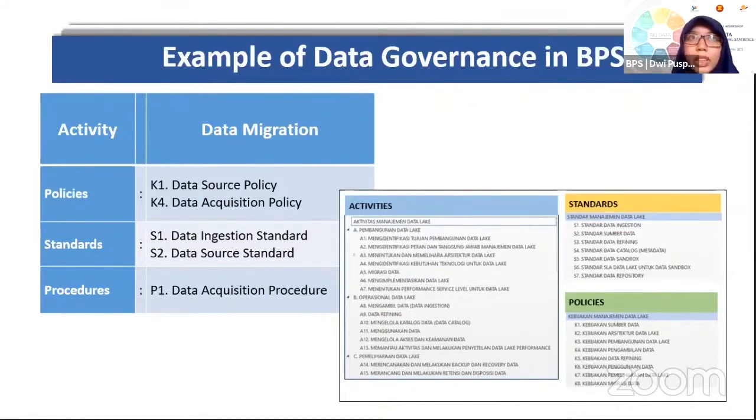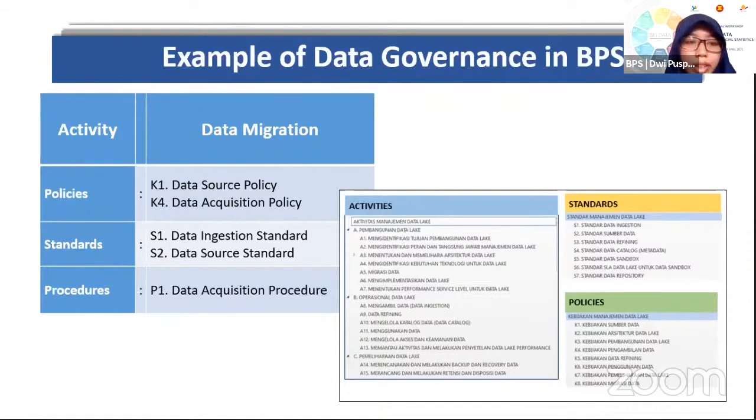The related policies for data migration activities are, for example, the data source policy and the data acquisition policy. The activities explain how the data migration process should be done, and the policies list out the points that we need to follow when we conduct this activity. For example, a data source policy might have a point that says the data sources that can be migrated to the single source repository are so and so. And a data acquisition policy might have a point like the data acquisition method that can be used is machine to machine, ETL, or something like that. That's an example of policy.